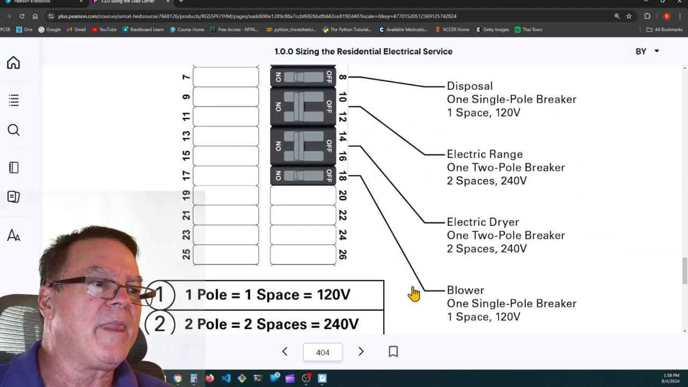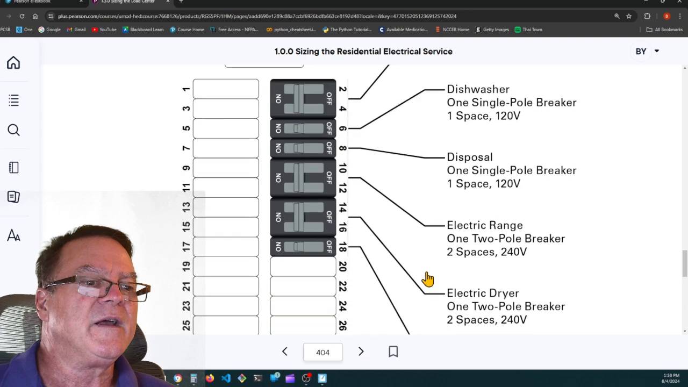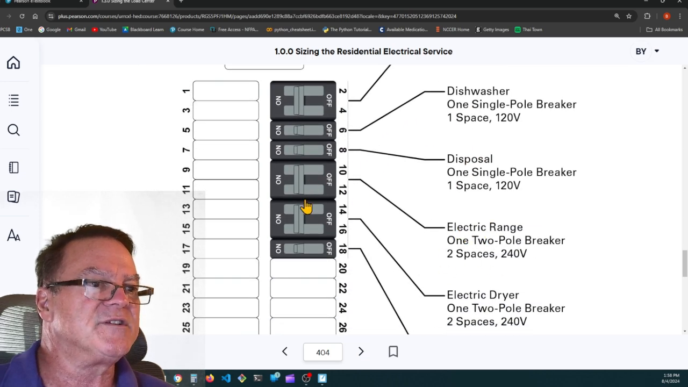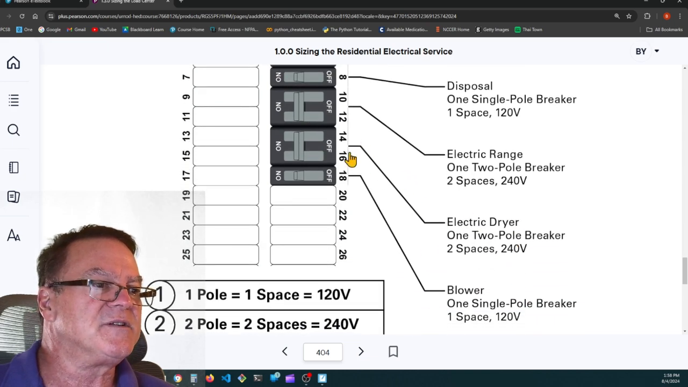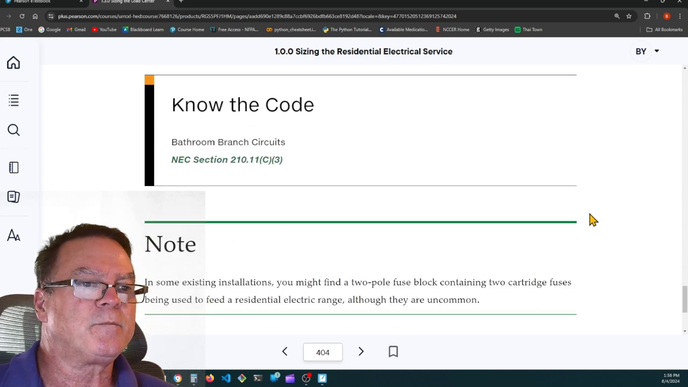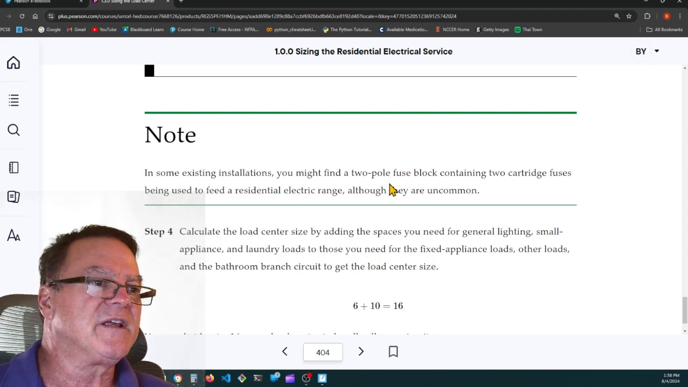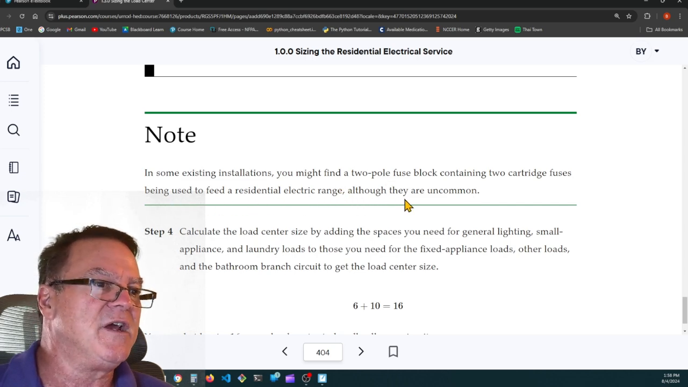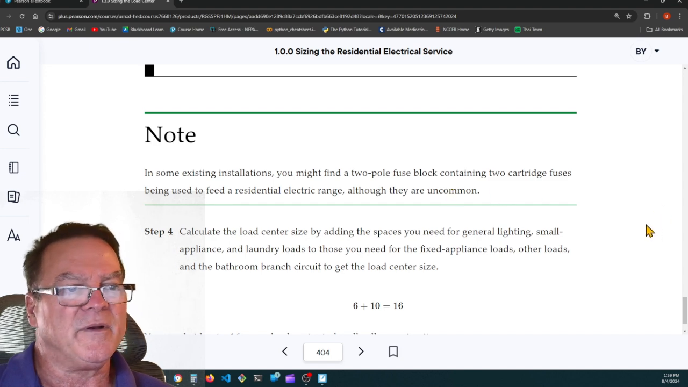And then it goes on to say, okay, the hot water heater is 2 spaces, dishwashers 1 space, disposals 1 space, electric range is 2 spaces, electric dryer is 2 spaces, and then the blower motor for the AC is 1 space. Some existing installations, you might find a 2-pole fuse block containing 2 cartridge fuses being used to feed a residential electrical range, although they are uncommon.